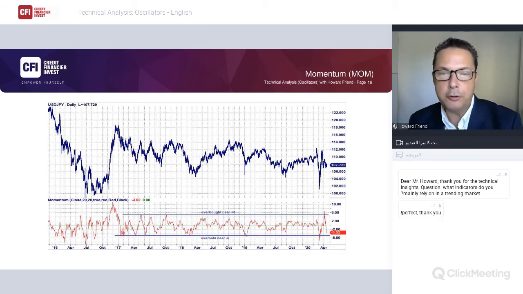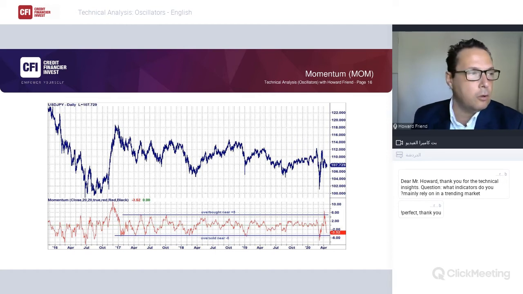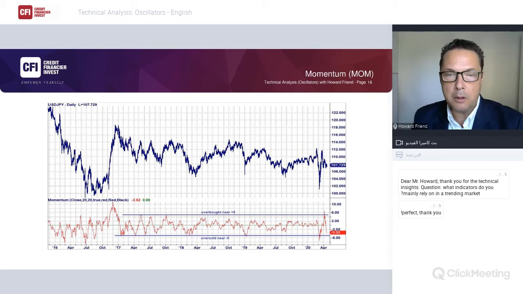Okay, so just to show you a few examples of the Momentum Oscillator with a number of charts, just to show you how it can be applied. This is a chart of dollar yen, a daily chart of dollar yen. The market, for the most part of this chart, has been in a range, ideal for momentum oscillator trading.